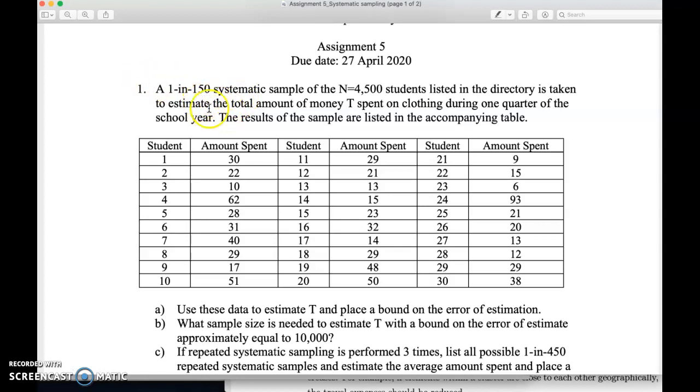So let's say from the list we have a random start of the first student, then the second student to be chosen for the sample would be the 151st student. And then the third student would be the 301st student, etc., because every student chosen from the list would be 150 apart.